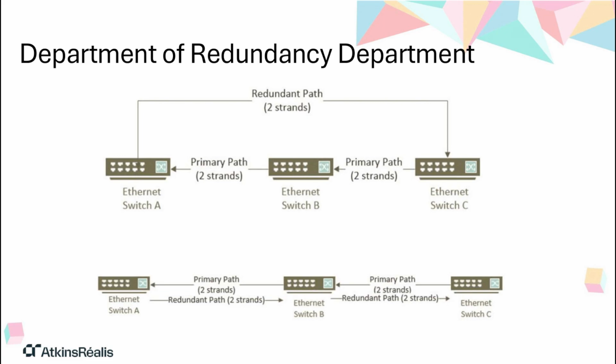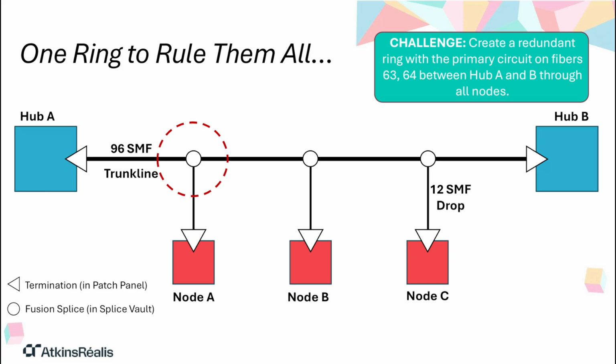Okay, let's get practical. Say we need to build one of these redundant rings. This is something AtkinsRealis designs for FDOT all the time, right? Let's imagine connecting two hubs, Hub A and Hub B, through a few intermediate nodes, say node A, B, and C. And our primary circuit needs to use specific fibers, maybe 63 and 64. Okay, a very typical scenario.